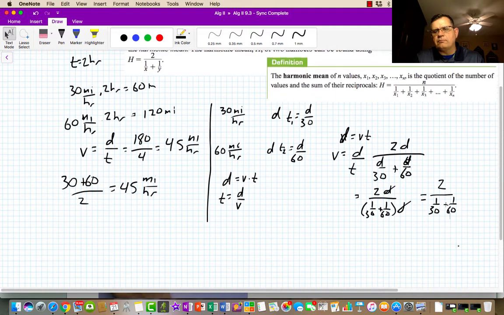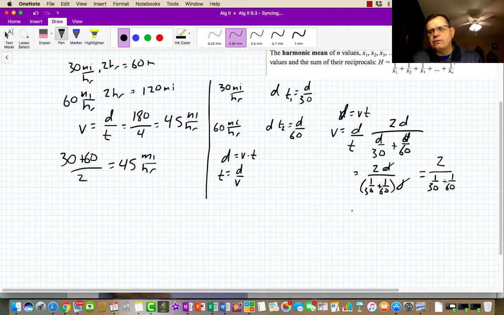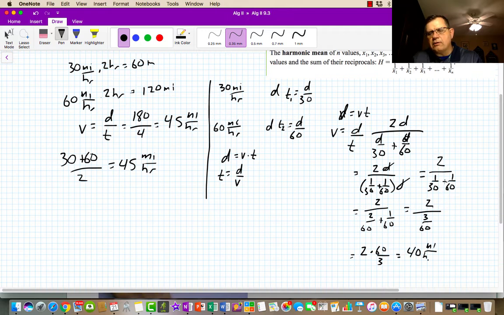Let's move this up a bit. And so that's going to equal 2 over, common denominator 60, so it's going to be 2 over 2 over 60 plus 1 over 60, which is equal to 2 over 3 over 60, which is equal to 2 times 60 over 3, which is equal to 40 miles per hour.